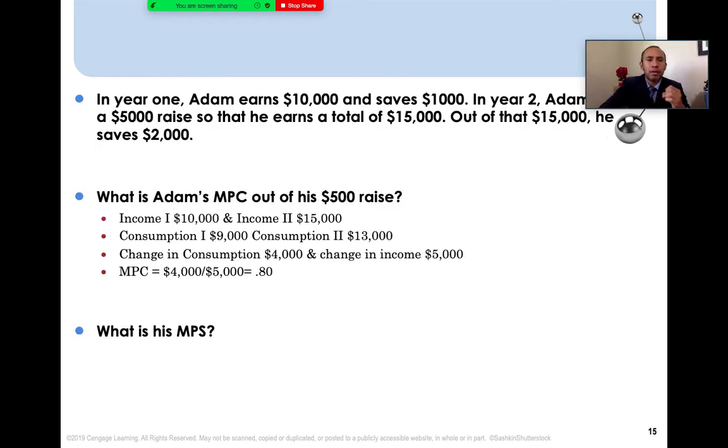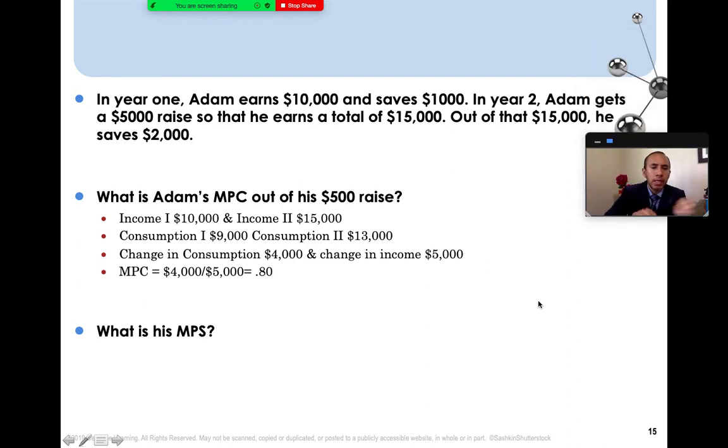So suppose here we have in year one, Adam, a college student, earns $10,000 working part-time, and saves $1,000 a year. In year number two of college, Adam gets a $5,000 raise. Maybe he's working more hours, he got a higher pay, and he earns a total of $15,000. And out of those $15,000 now, he saves $2,000, so he saves a little bit more. What is Adam's marginal propensity to consume out of the $5,000 raise? Well, we need to calculate the change in income.